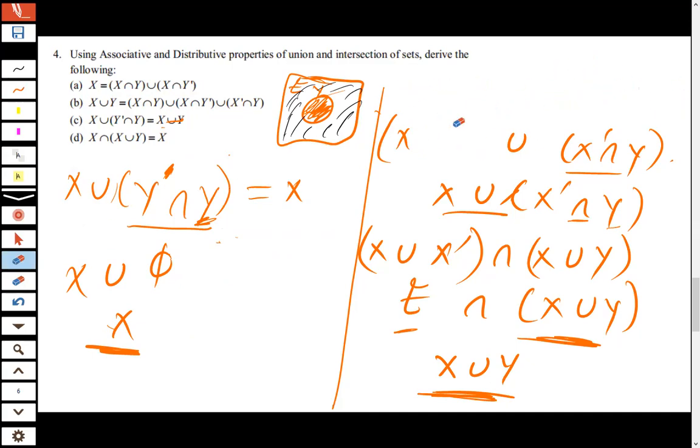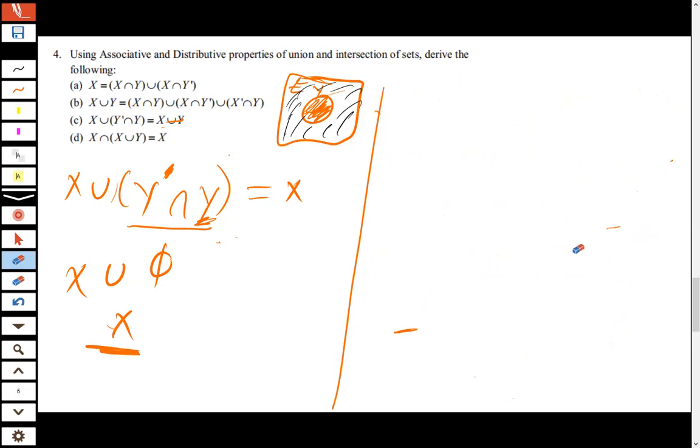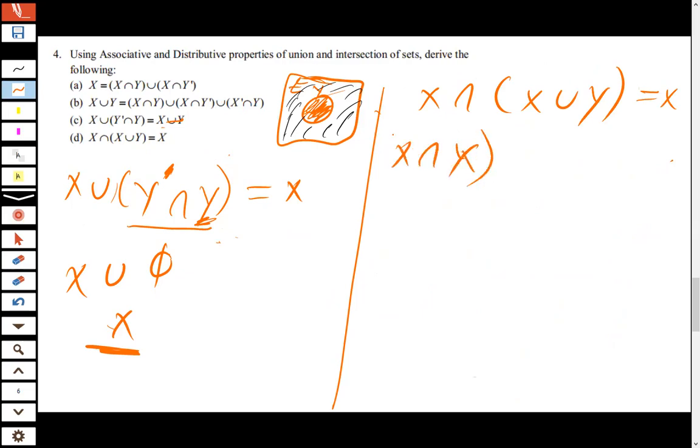Let's quickly move on. The other question is X intersection (X union Y). We prove that this is equal to X. So we have X intersection (X union Y), and we distribute this. We have X intersection X, and then union X intersection Y.